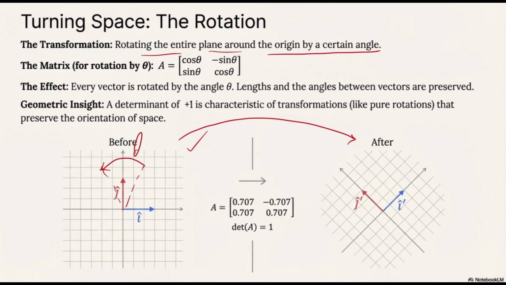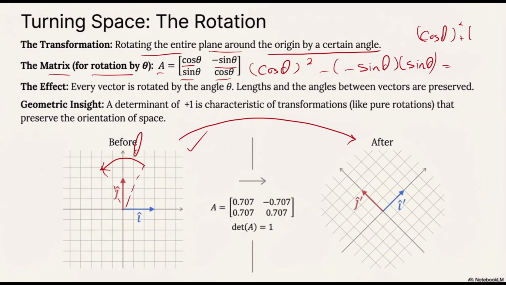Let's see how we can have a dedicated formula for that. The matrix for rotation has a specific construction: cosine of theta, sine of theta, and negative sine of theta. By finding the determinant, it would be cosine theta to the power 2 subtracted by negative sine of theta times sine of theta. Finally you would have cosine of theta to the power 2 plus sine of theta to the power 2. In mathematics, this formula gives you the number 1.